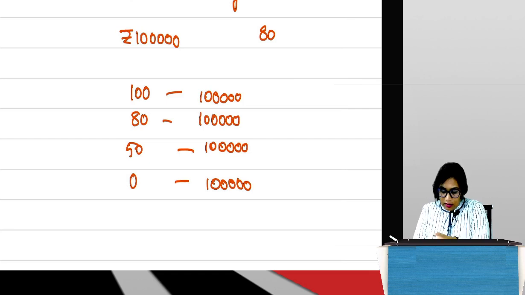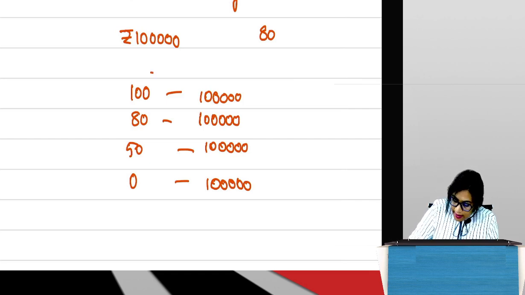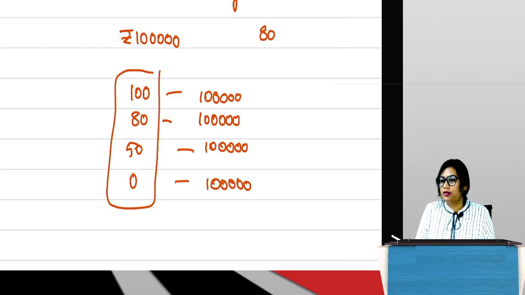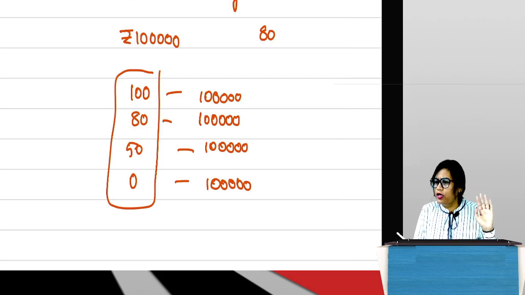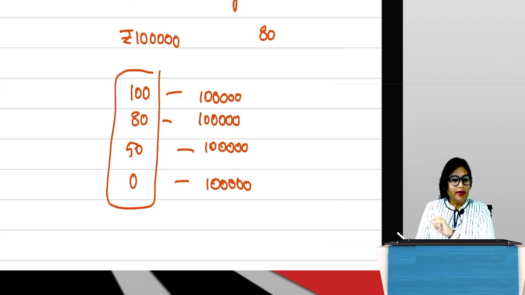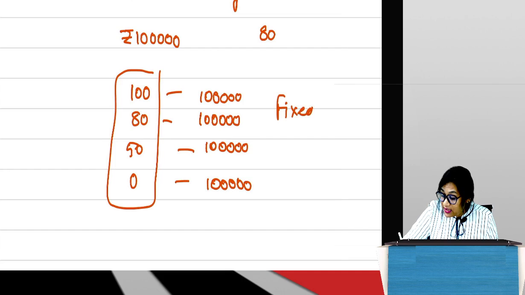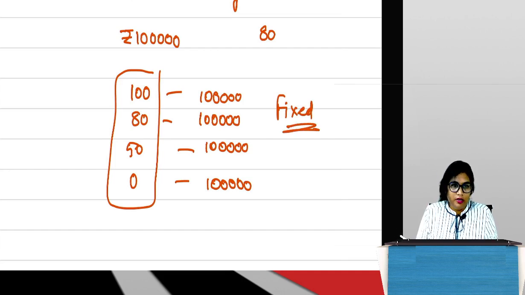So do you see the trend here? If this is my output, which is you guys, what is happening to the cost? Is it changing? If output is changing, whatever number you put here, you put 100, you put 90, you put 87, you put 65, any output you put, is that 1 lakh changing? No, it is not changing. So how is this cost behaving? This cost is fixed. It is fixed in nature. So what is fixed cost, guys? Fixed cost is that cost which does not change with output. It is not dependent on output.